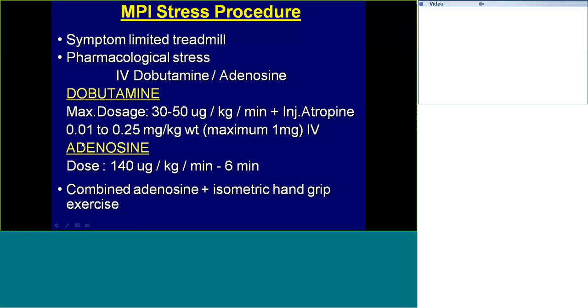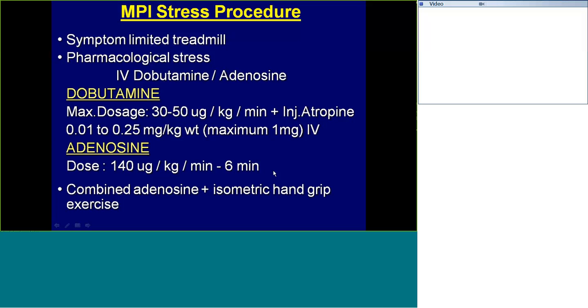If you are doing an adenosine procedure, adenosine is a selective vasodilator of the coronary vessels, and the constant dose of 140 microgram per kilogram body weight is infused over a period of 6 minutes at a constant infusion rate. At the 4th minute of this infusion, you give the injection of sestamibi or thallium, then continue the pharmacological infusion of adenosine for 2 more minutes and stop the adenosine infusion.